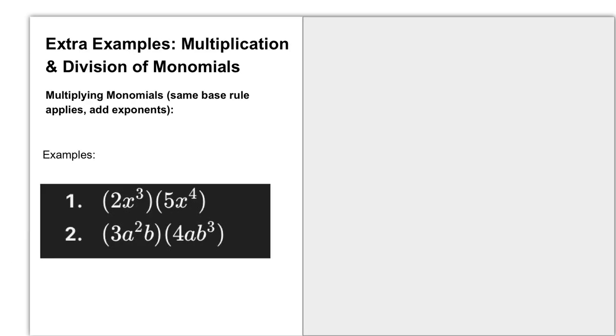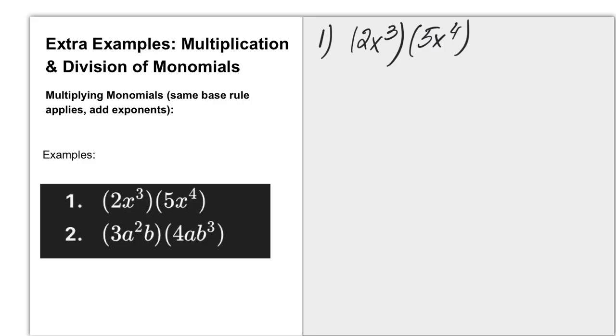Extra examples: multiplication and division of monomials. What does monomial mean? It means mono, one single algebraic term, like 2x raised to the third power. All right, let's start our first example. As we can see here, this is a multiplication. Just because there's no multiplication sign in the middle doesn't mean it's not, because we do have parentheses. Let's find the rule.